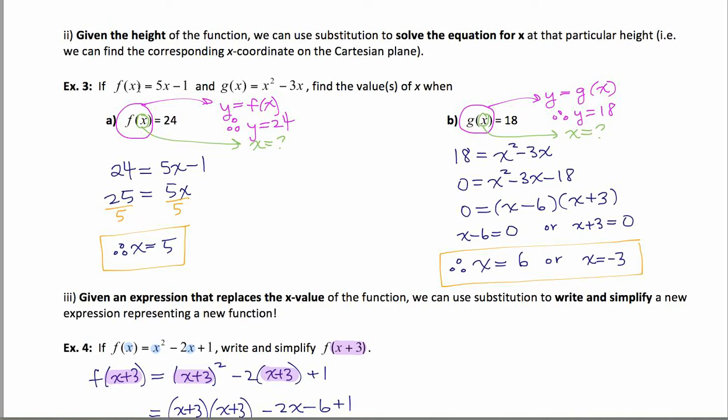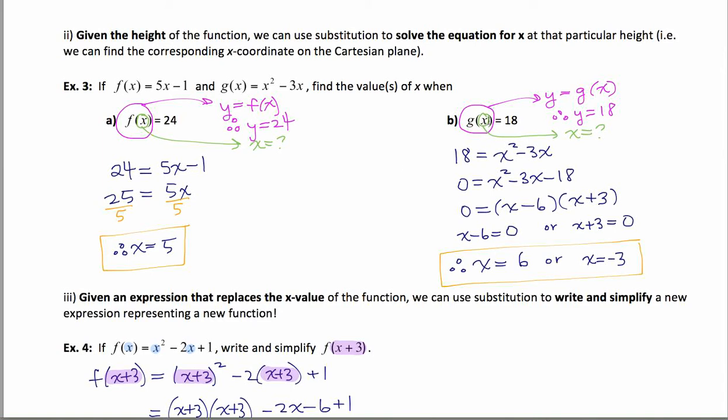Since we know that f at x is equal to 5x minus 1 and f at x is equal to 24, I'm going to replace this f at x with 24. So we'll know that 24 equals 5x minus 1. And now we can actually solve for x. We can add 1 to both sides, then divide both sides by 5. So then we know that at an x value of 5, the height of the function will be 24. Okay, so we could say that f at 5 equals 24 for this example.